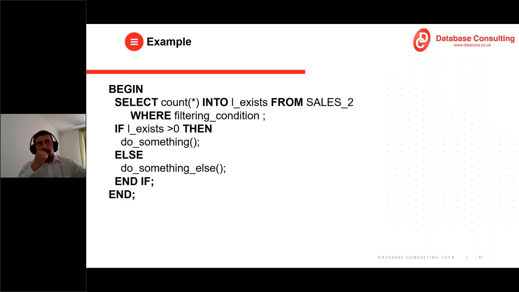And here we have an example of business logic. It checks if there are some rows in a sales table that satisfy some filtering condition. If there are some rows, then the code does something, otherwise does something else.